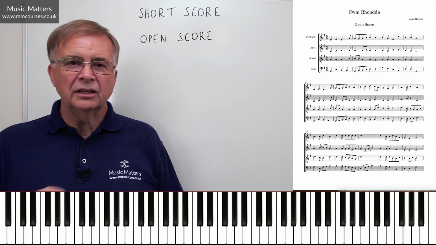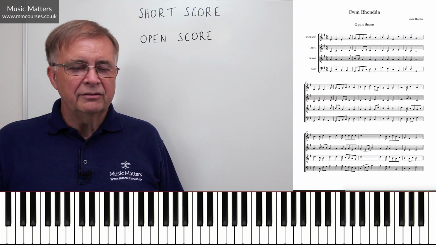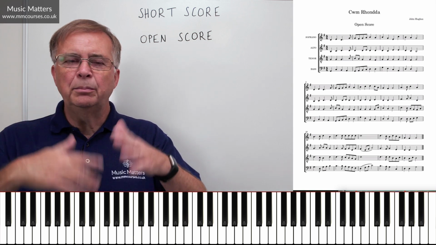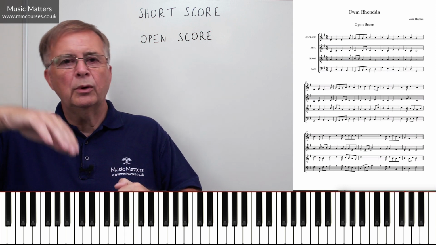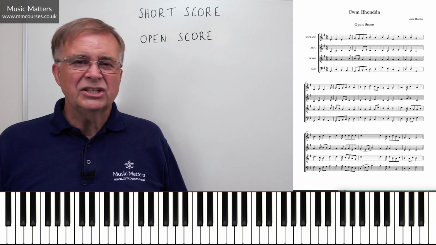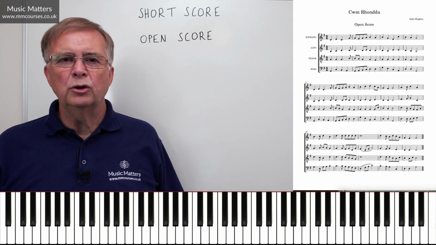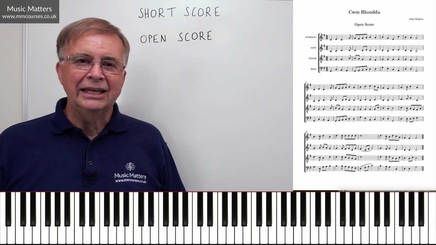But if we were going to do something far more complicated with lots of semiquavers running all over the place, lots of independence between the parts, lots of crossing over where one part goes above another one that is normally below it, then actually in short score it would look far too complicated. So you get to the point where you have to present it in open score.